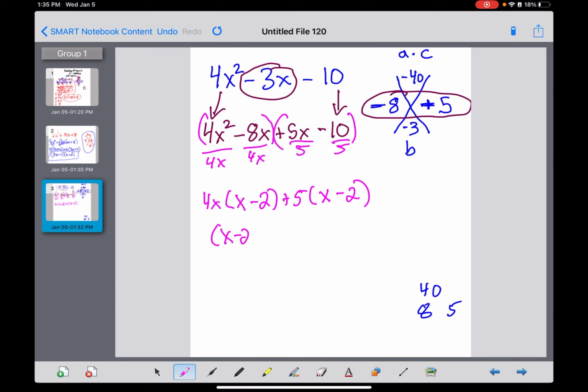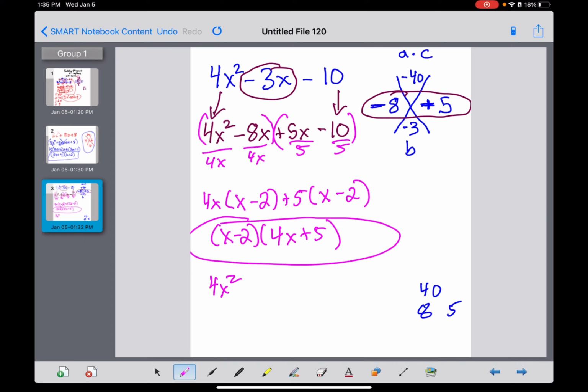We're going to factor out an x minus 2. That leaves me with 4x plus 5. That right there is your solution. Double check it. 4 times x is 4x squared plus 5x minus 8x minus 10. It works. Notice how this right here is the same as that right there. I wrote it in a different way, but same thing. Factoring by grouping, by splitting that middle term.